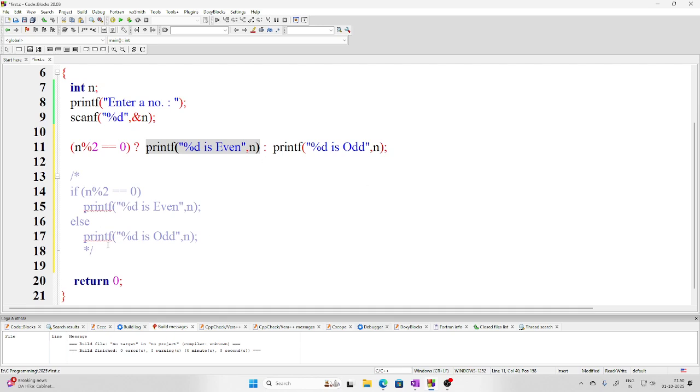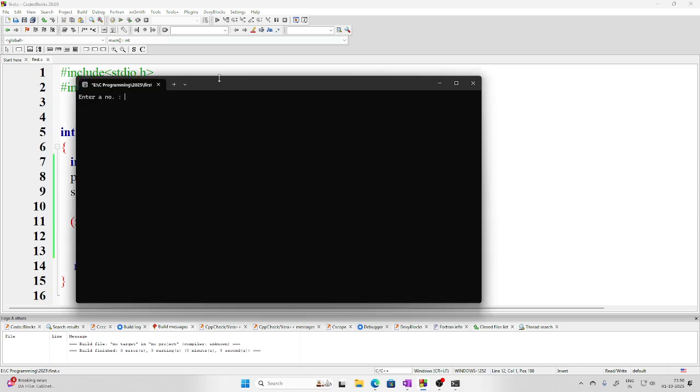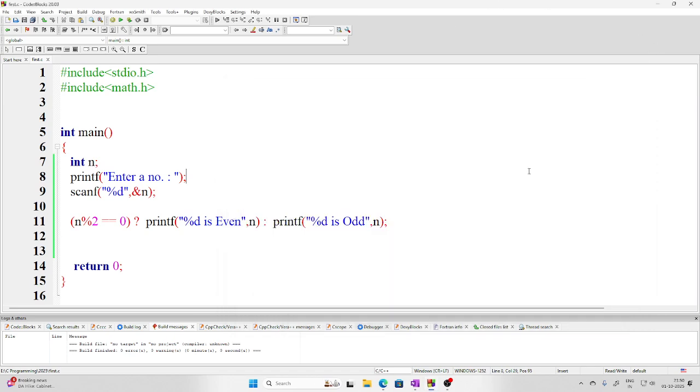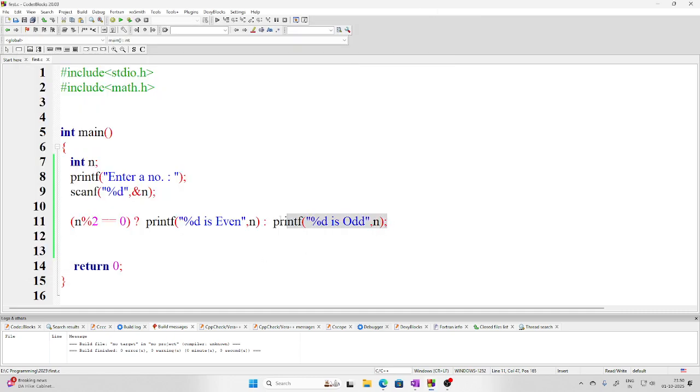So if I run this particular program, let us delete this, it is no more required. If I run this program, it will ask for a number. So let's say 12 is the number. Now 12 is even. Likewise, if you give it 17, then 17 is odd. So in this way, ternary operators are used. But remember that ternary operators are only and only used if there is only one statement inside for true and one statement for false. That's it.